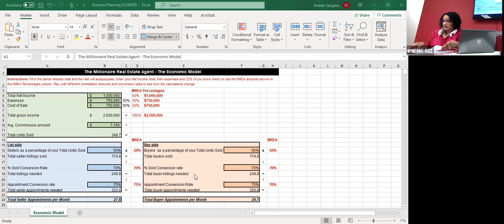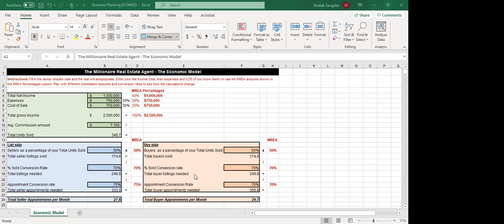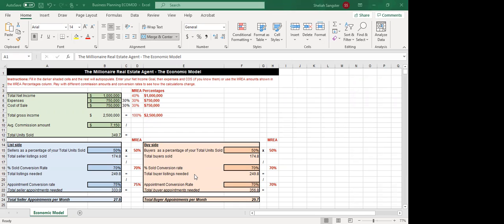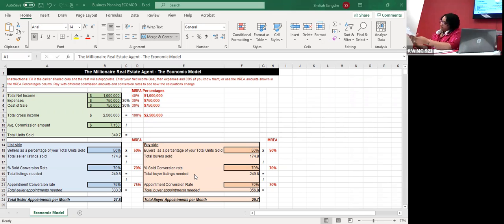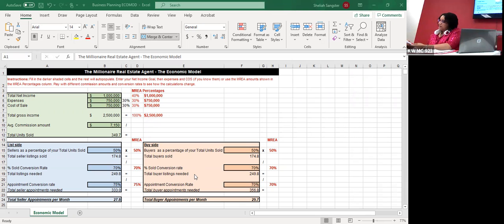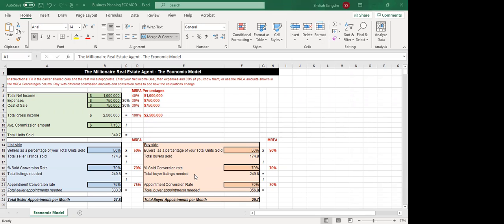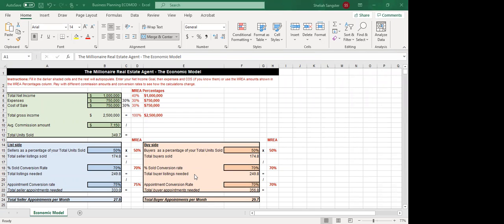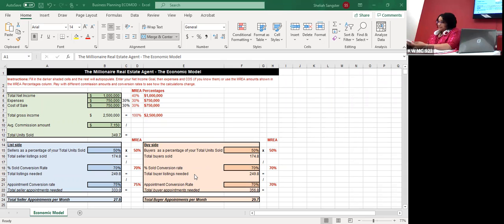Any questions? Okay, let's move on then. So turn to page 3.7 in your manual. The 3 drivers of the economic model. It's again a bit of a repeat, but it starts with appointments, then appointments to signed agreements, then agreements to close transactions.